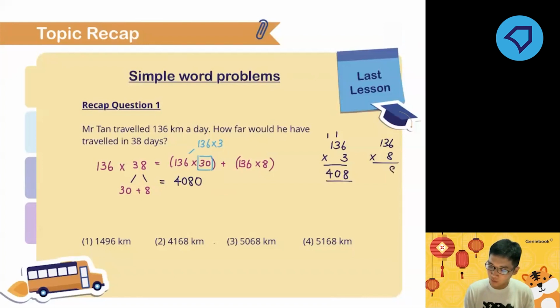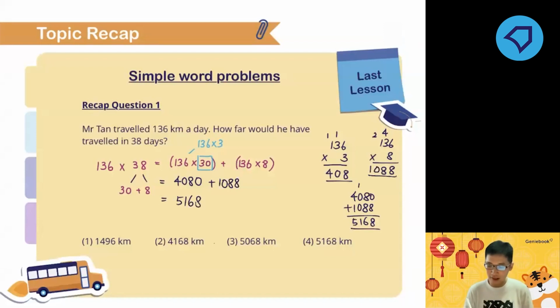Now for the other one, 136 times 8. 6 times 8 is 48. Bring up the 4. 3 times 8 is 24. 24 plus 4 is 28. Bring up the 2. Then finally, 1 times 8 is 8. 8 plus 2 is 10. So we have 1,088. Last but not least, we're going to add both answers together. 4,080 plus 1,088, we will get 5,168. And the answer is number 4.